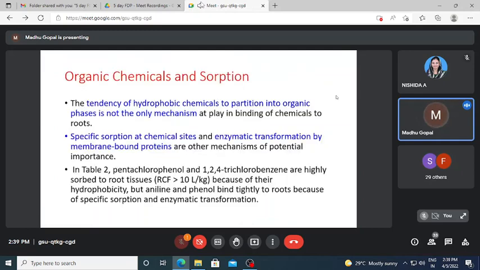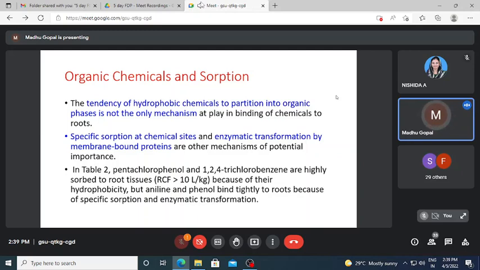Then these hydrophobic chemicals, we are talking about the hydrophobic chemicals first. They are water repelling chemicals. There is no love lost between them and water. So these hydrophobic chemicals have a tendency to partition into organic phases. But that's not the only mechanism. So they will partition into organic phases.